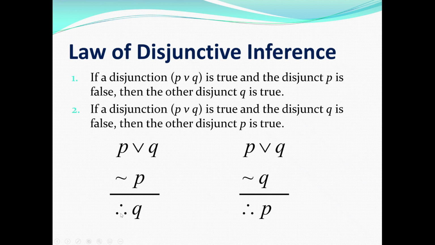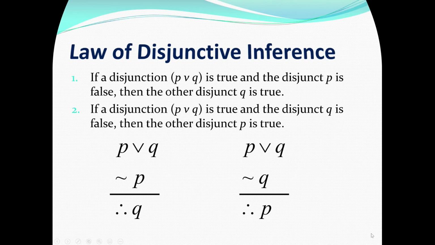Okay, and you can see it here on the left side. And by the way, the three dots mean therefore. So here we have P or Q, that is true. Not P has to be true, therefore Q has to be true. The second part states that if a disjunction P or Q is true and the disjunct Q is false, then the other disjunct P is true. It's kind of like saying, what if John is not the criminal? There could be two different scenarios. The second scenario says the first premise, P or Q, is true, the second premise, not Q, is true, therefore P has to be true.